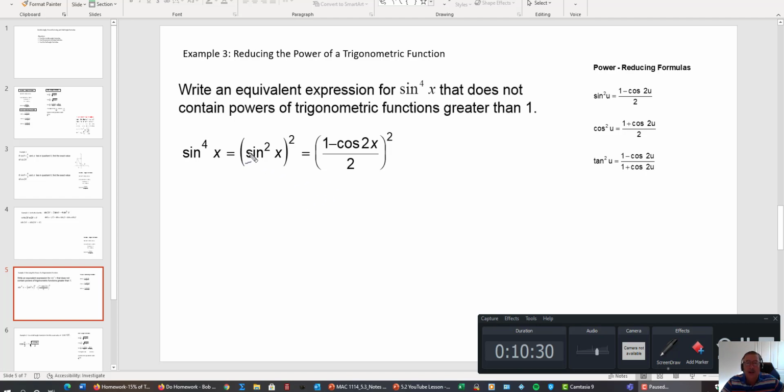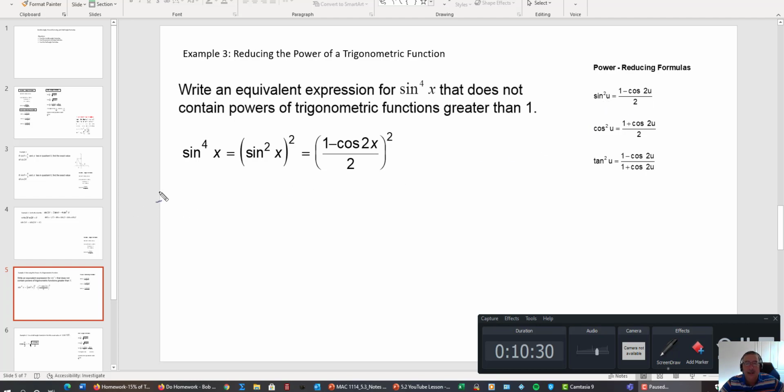Now, what we want to try to do, it says write an equivalent expression for the sine to the fourth power x that does not contain any powers of trigonometric functions greater than 1. So the power reducing formulas will take these higher powered trigonometric functions and reduce them down to single exponents on the cosine here. So what we're going to do is we went ahead on this one and we took the sine squared of x when we broke it into square there. So if we square this, we'll get this. And then we used this identity here, 1 minus cosine 2u over 2 is sine square.